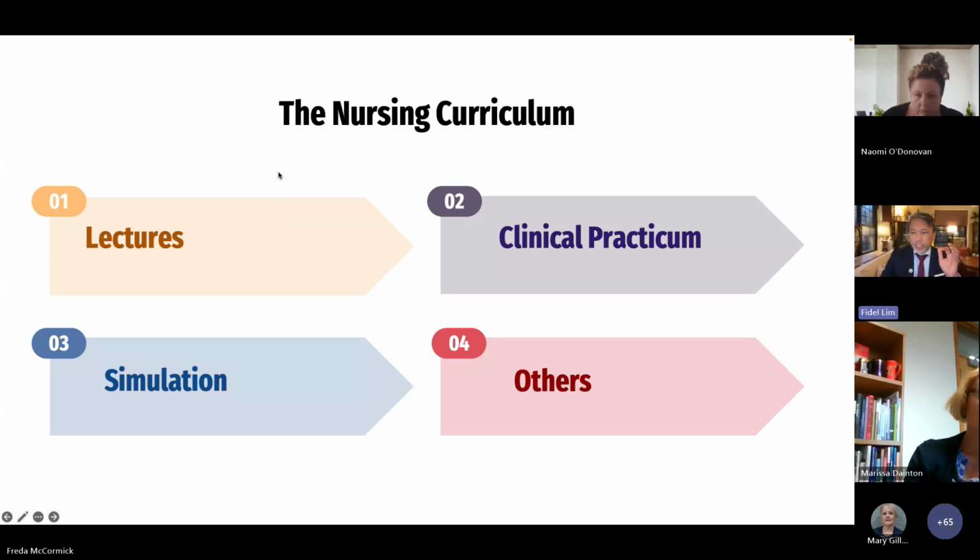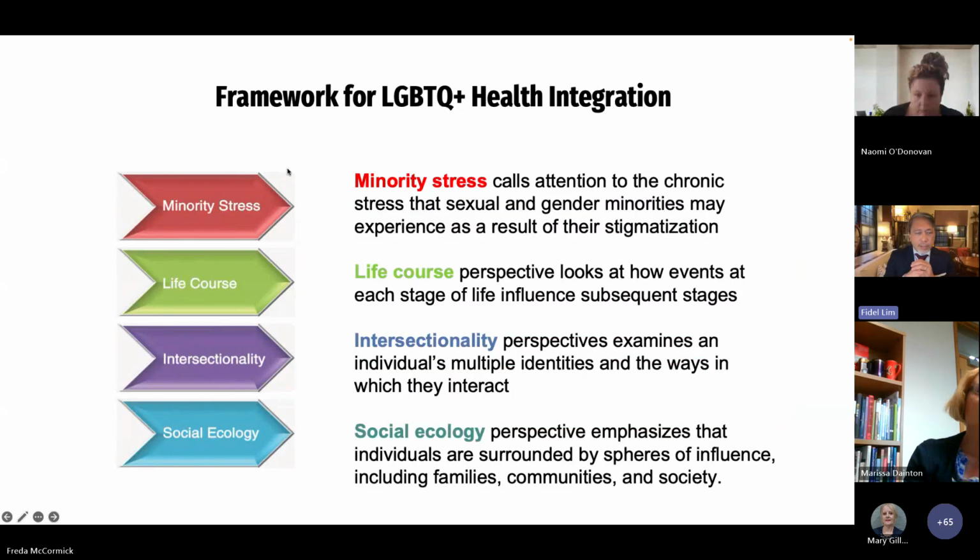So on the next slide, I want us to consider the framework, right? How do we want to put this in there in the midwifery curriculum? So we want to teach LGBTQ health, and we don't really know where to begin. But I think a lot of us are already doing this. So minority stress principle or concept, it calls attention to the chronic stress that sexual gender minorities may experience as a result of stigma.